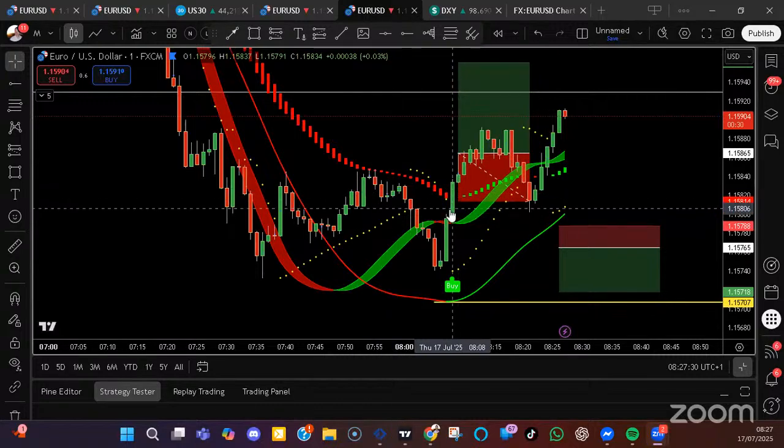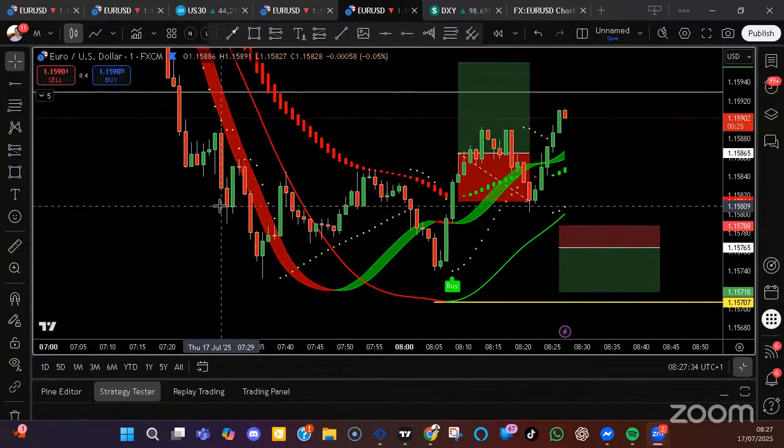Yeah, tapped into this imbalance on this candle here, and then up we go again.